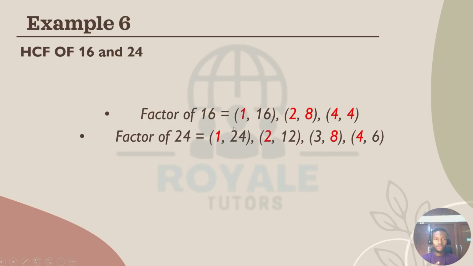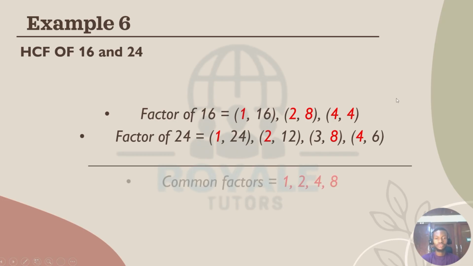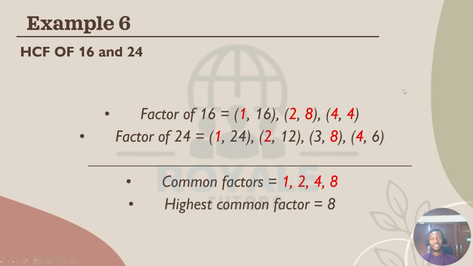Now we look at the numbers that are common to them. We have 1, we have 2, we have 4, and we have 8. Those are the numbers that are common to both 16 and 24. Now the common factors are 1, 2, 4, and 8. Now let's look at the highest common factor. Of course we know and we can see that the highest is 8. So therefore the HCF, that is the highest common factor of 16 and 24, is 8.